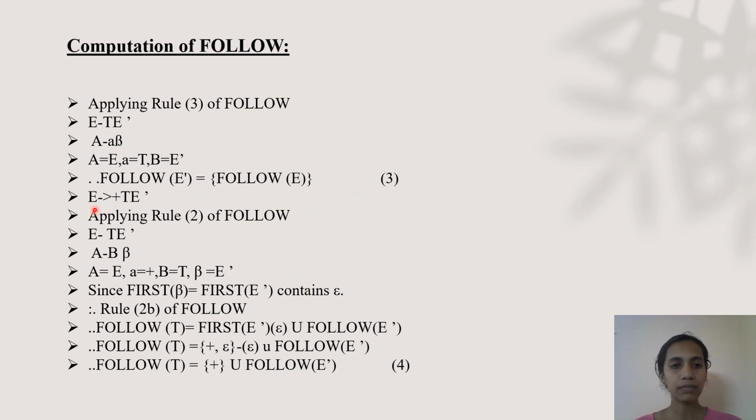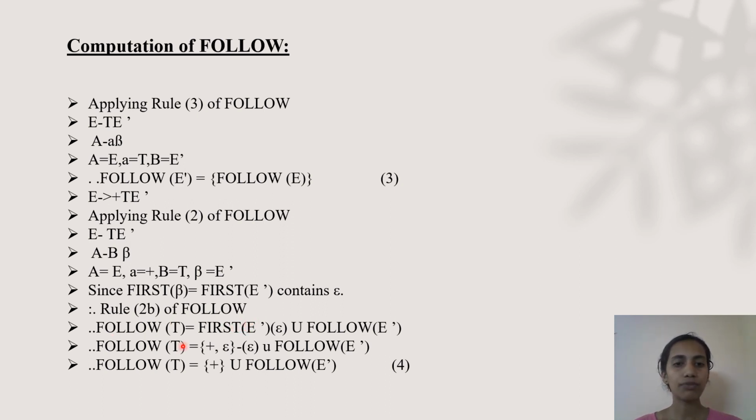Then the fourth step is E tends to plus TE dash. We will apply the rule 2 of follow. Then E will become E tends to TE dash, where A tends to alpha B beta. Then A is equals to E, alpha is equals to plus, B is equals to T and beta is equals to E dash. Since first of beta is equals to first of E dash contains epsilon, therefore rule of 2b of follow will come into existence.